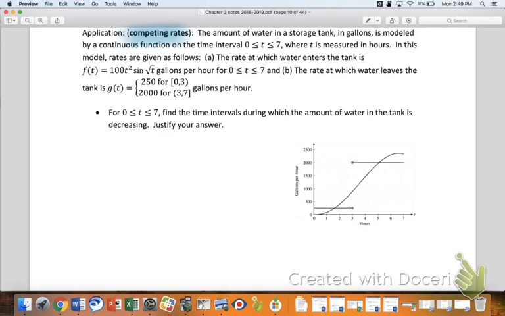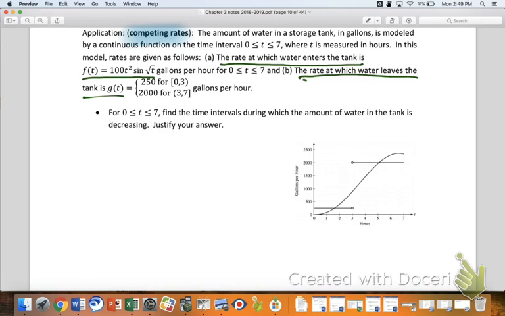This is a classic one. You'll come to call this one the water tank question. There will be a lot of questions that are like the water tank question. Let's read it really quick. It says the amount of water in a storage tank in gallons is modeled by a continuous function on the time interval 0 to 7, where t is measured in hours. In this model, rates are given as follows. So here are some important rates. This is very much a word question, so maybe we underline the key rates. The rate at which water enters the tank is F of t, gallons per hour. And B, the rate at which water leaves the tank is G of t, again measured in gallons per hour.